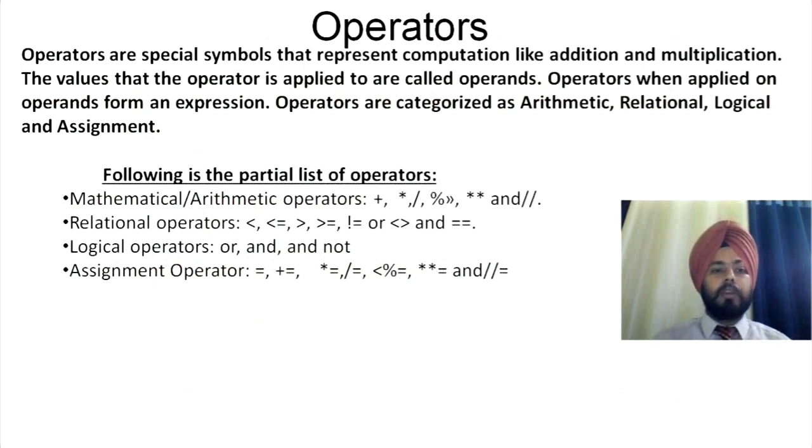Operators. Operators are special symbols that represent computation, like addition and multiplication. The values that the operators are applied to are called operands. Operators, when applied on operands, form an expression. Operators are categorized as arithmetic, relational, logical and assignment. The following is the list of operators. Mathematical operators are given here. Next are the relational operators. Logical operators are or, and, not. Assignment operators are here.